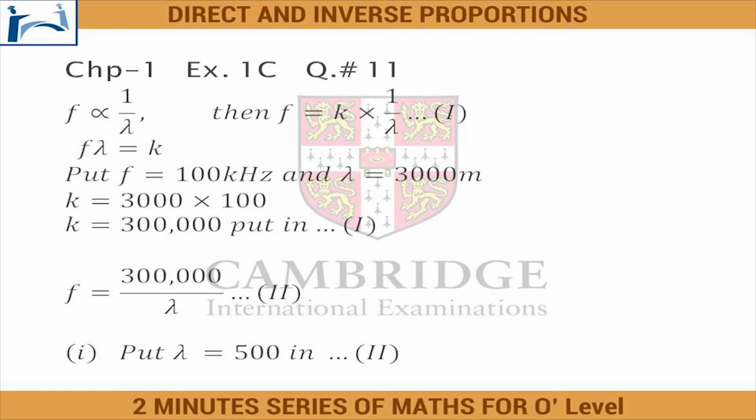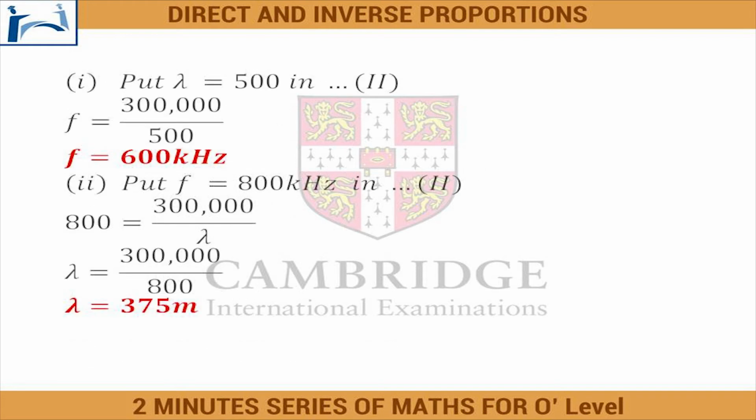Now we put lambda equals 500 in equation number 2, we get the value of f as 600 kilohertz. In part 2, we put f equals 800 kilohertz. In equation 2, we get lambda equals 375 meters.